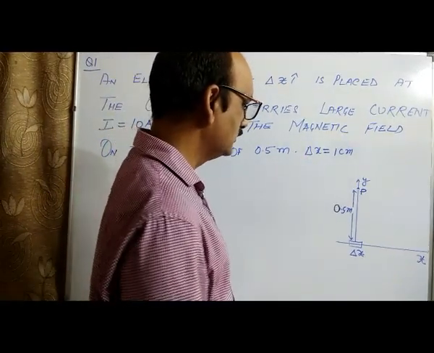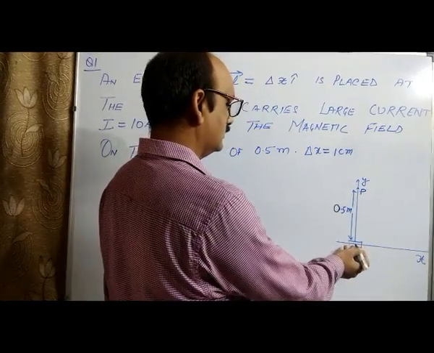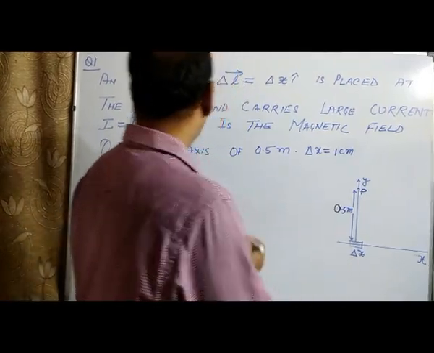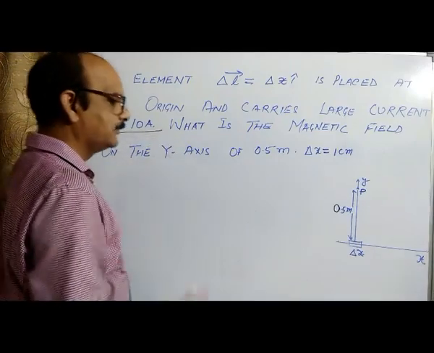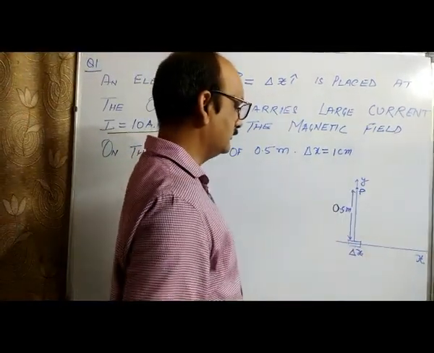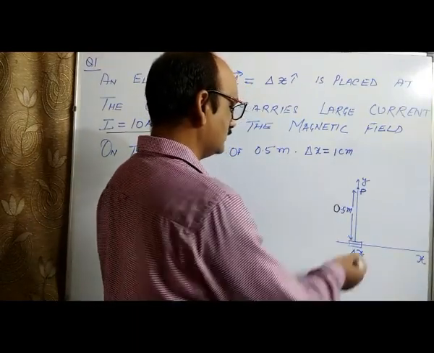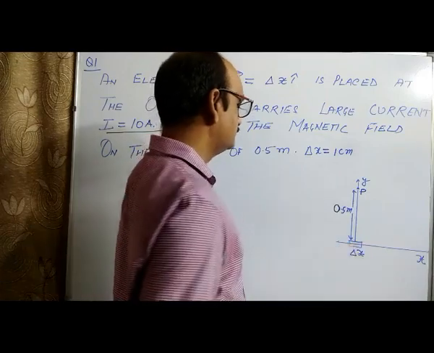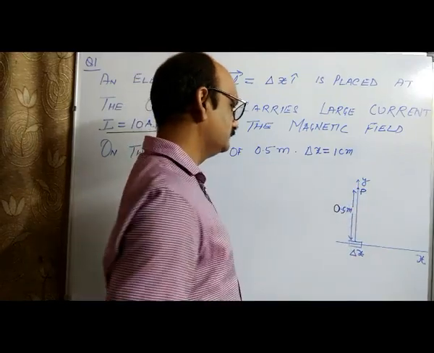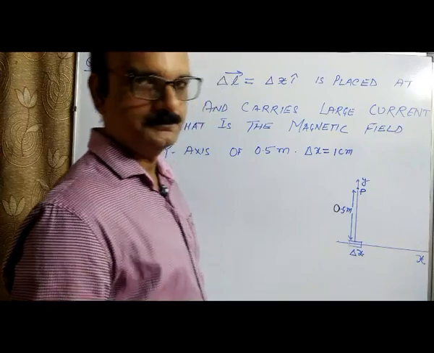What is given to you? That this is delta L along x-axis and it carries current of 10 ampere, and P is the point on the y-axis at a distance of 0.5 meter from DL. Then what will be the magnetic field at the point P, and what will be the direction of magnetic field?